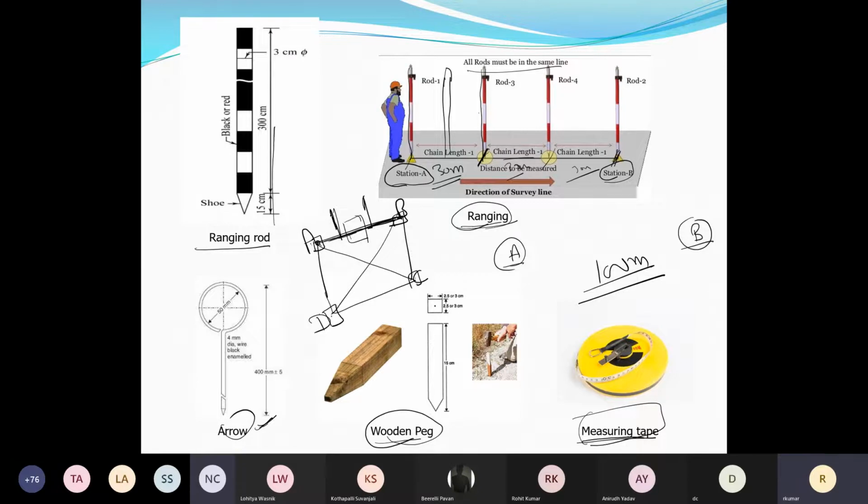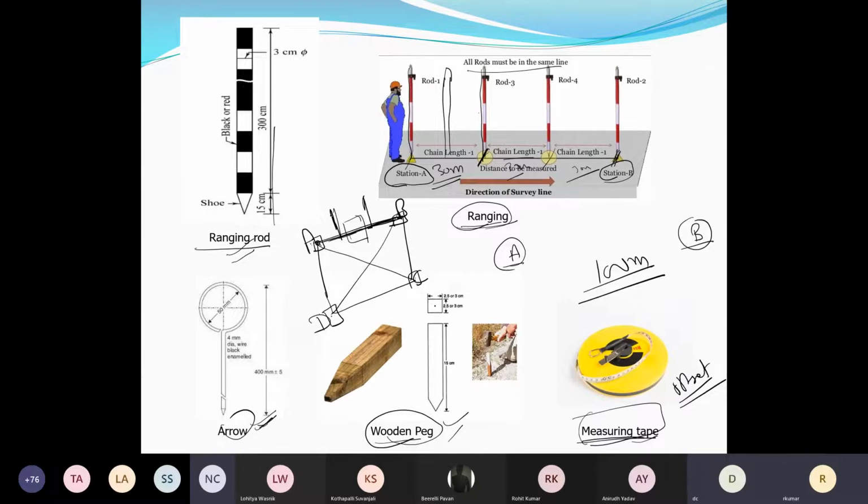So if I'm doing the experiment with a chain, what instruments am I using? Chain, ranging rod used for ranging, arrow, wooden peg, and measuring tape, which we will use for the offset. All of you should please note down the instruments that are discussed, because these are the things you will need to compile your records. These are the components we need for completing chain traversing.